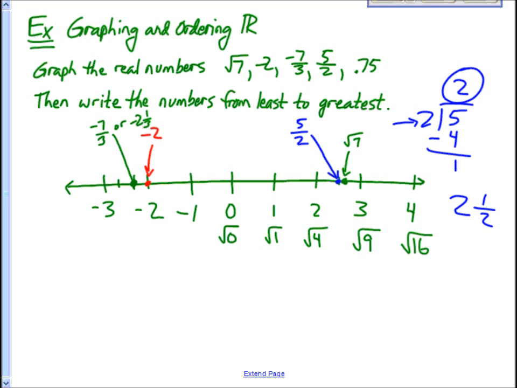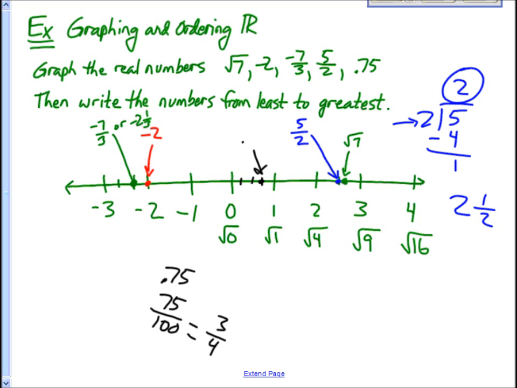0.75. Where's 0.75? Well, 75 one hundredths is 0.75, right? 0.75, 75 one hundredths, or 3/4. Both those go into 25, right? Same thing. So 3/4 of the way up to 1.